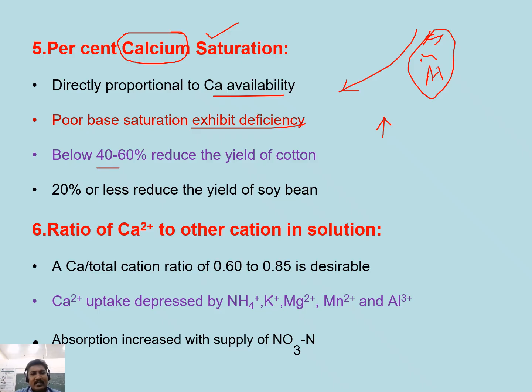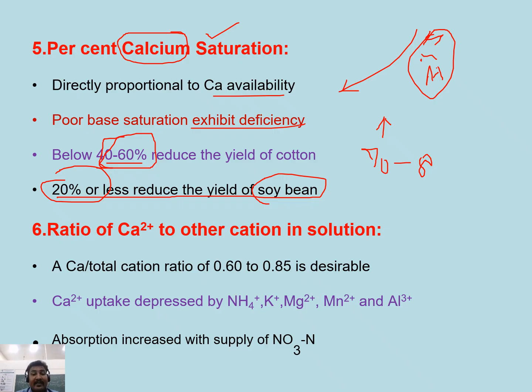Below 40 to 60% reduces the yield of cotton. So it must be more than 70 to 80%. If not, it will reduce the yield. Here, in cotton alone, 40 to 60% of calcium should be saturated in the percentage of base saturation. 20% or less reduces the yield of soybean. So 20% or less directly influences the yield of soybean. So we have to maintain a proper amount of calcium in the soil.